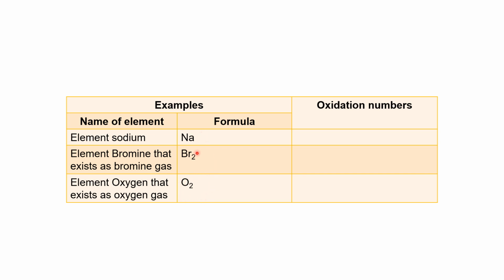If you look here, there is no charge on top. It only has a subscript at the bottom, which indicates the number of atoms in the molecule. Sodium has none, so it means it is 1 sodium. There is no number or any charge on top of sodium, so it is zero, meaning all of these are neutral. So for all the examples here, the oxidation number of sodium is 0. The oxidation number of bromine gas is equal to 0, and the oxidation number of oxygen gas is equal to 0.